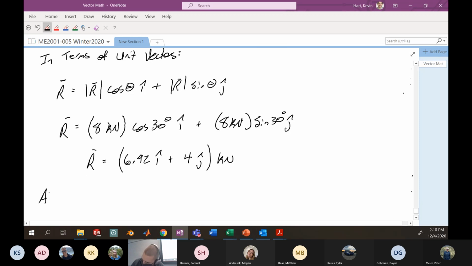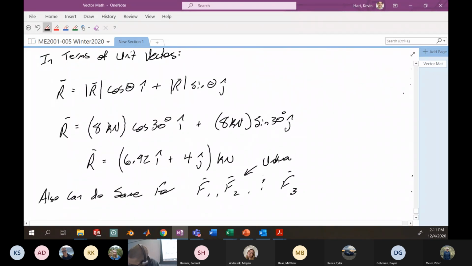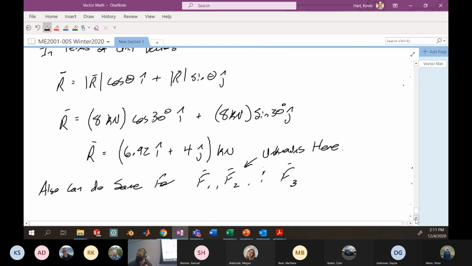Remember, I also know F1. I can do the same for F1, F2, and F3. But this F2 is going to contain some unknowns, and those are the unknowns I'm solving for. So let's do that.